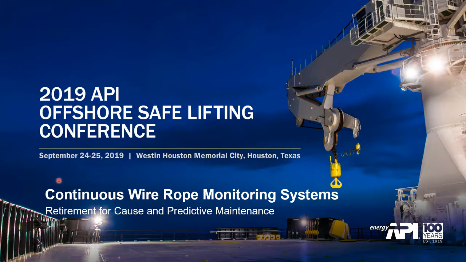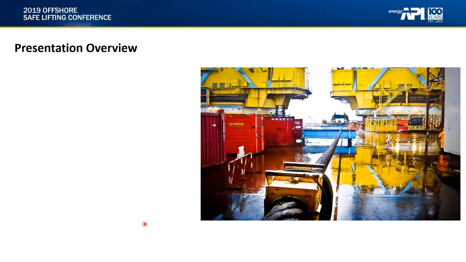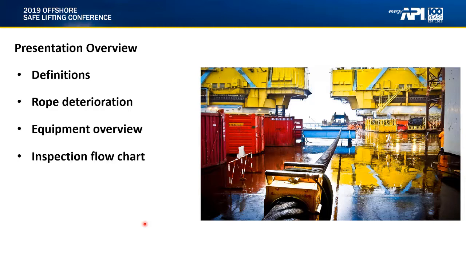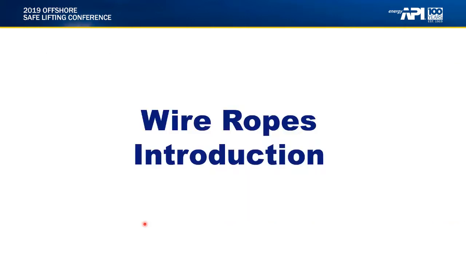Hello and welcome to a presentation on continuous wire rope monitoring systems, retirement for cause and predictive maintenance. In this presentation, we will review definitions, rope deterioration modes, equipment overview, an inspection flowchart, some example inspections, and finally some trending analysis.